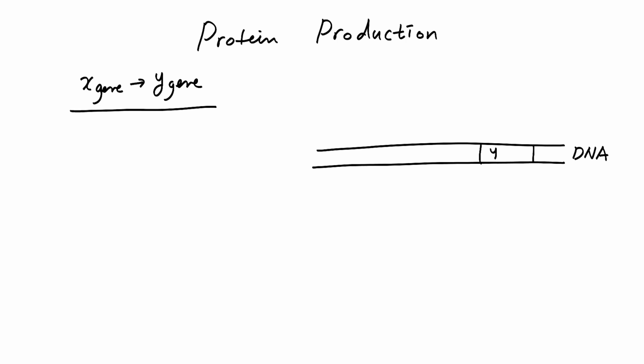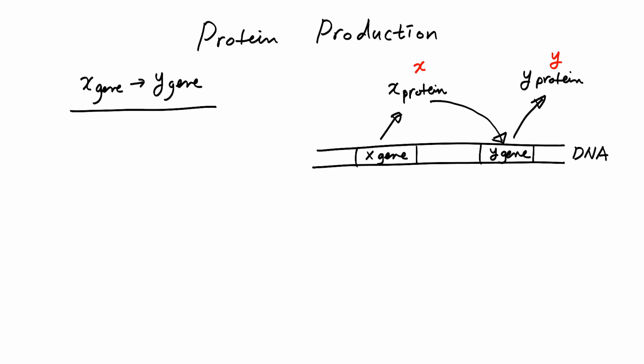So we have Y gene here and X gene here. And from X gene, X protein is produced. And this protein activates Y gene and Y protein is produced. Now we call the concentration of X protein X and the concentration of Y protein Y. The question is, how can we mathematically model the relationship between X and Y?